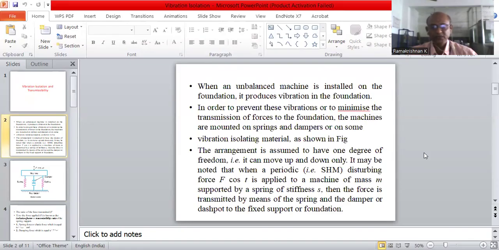In order to prevent the effect of the transmitted force to the foundation, the machines are normally, as we know, mounted on dampers and springs. The damping arrangement is done by a set of springs and a damper, so that the transmitted force cannot be passed to the foundation.